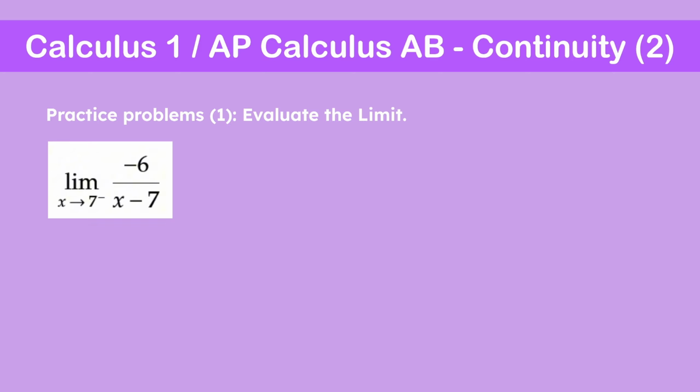So let's begin. Okay, so we have this first limit here, and it's asking us for the limit of -6 over x minus 7 as we approach 7 from the left. So let's see this graphically. So we have 7 over here, and we have -6. So this is basically similar to the function of 1 over x, but it's reflected and you shift it to the right 7 units. So you should have something like this, right?